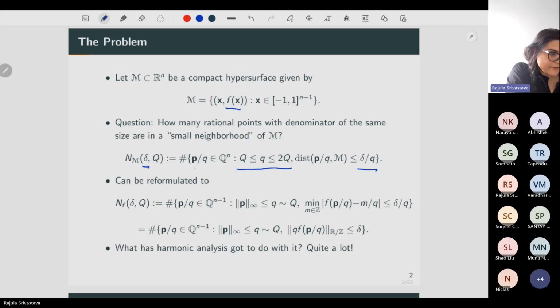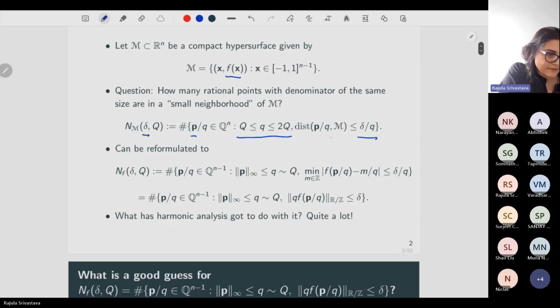These are fractions. Whenever you see a bold font letter here, that will always denote a vector. So this is an n-dimensional fraction with denominator q. The size of the denominator is roughly of size big Q, and the distance of these fractions from my hypersurface is less than delta over Q. This condition, which is the most important one, is right now stated in terms of my hypersurface, but this is the parameterization I have chosen. So let's reformulate this counting function in terms of the function that I have, because that's what I would actually work with.